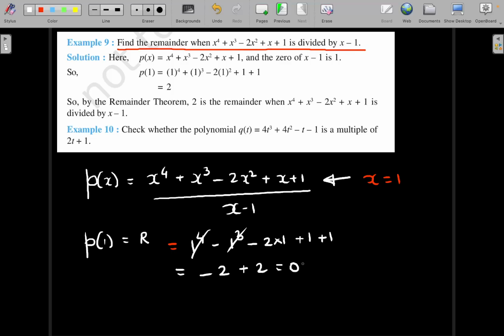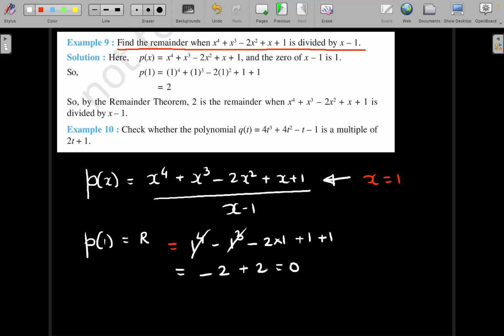Oh, this is 0. Now, oh, good lord, I made some mistake here. One second, what mistake have I made here? I'm not sure. I think there's a mistake in the book itself. This is surprising.